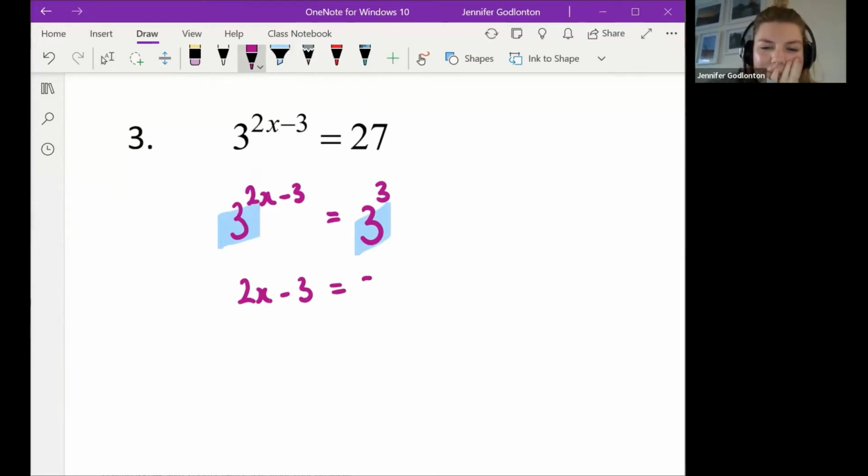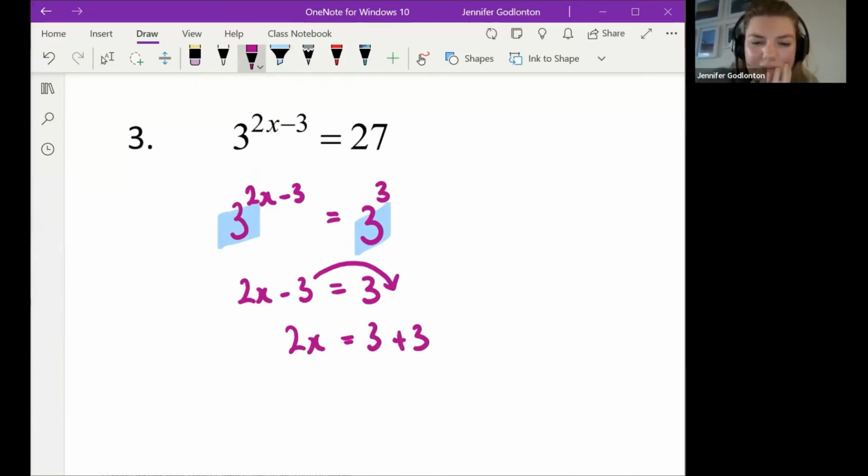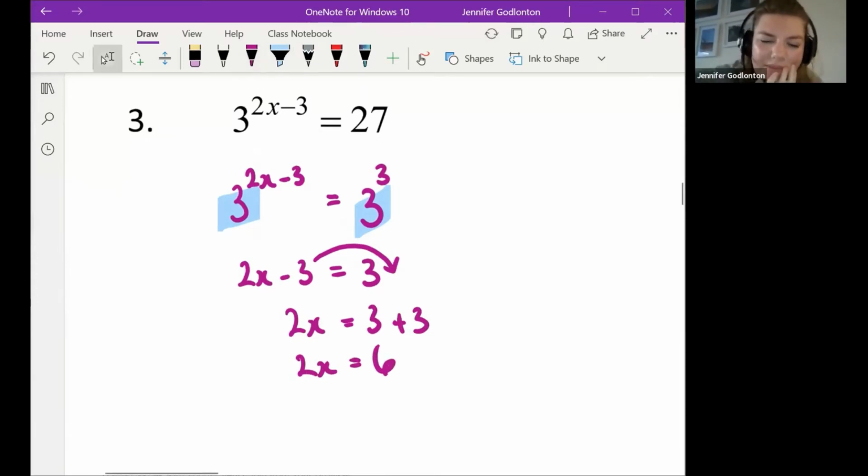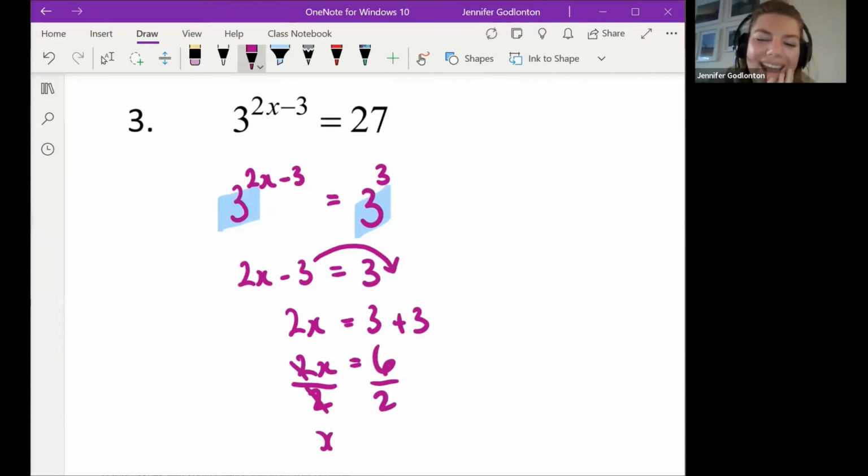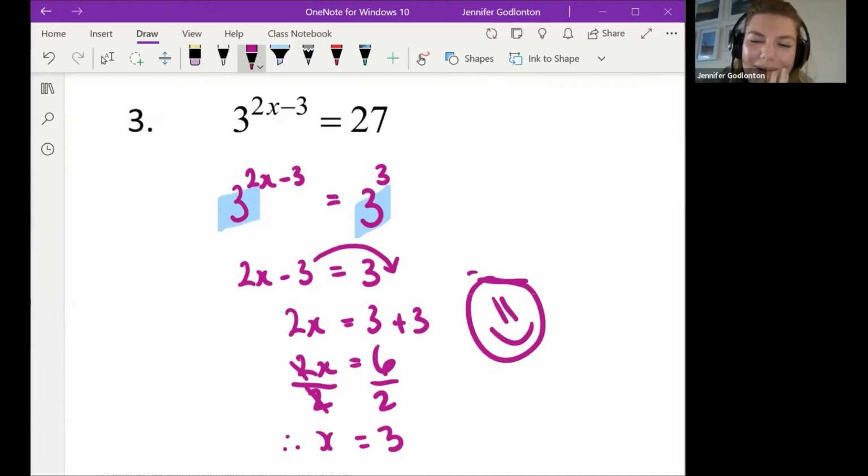Beautiful. And then you have to move the 3 to the other side of the equation. So it would be plus 3. Good. So it'll be 2x equals 6. Yeah. And then you're going to divide both sides by 2. So then it'll be x equals 3. Yay! Well done. Well done, Sana. Awesome.